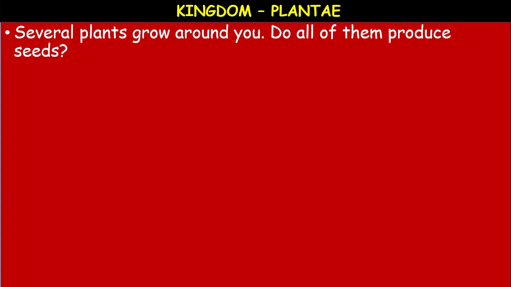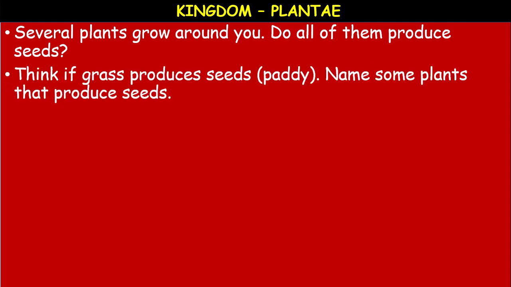Okay, the next kingdom, Plantae. Okay, the Plantae is the biggest kingdom. You can see several plants growing in the surroundings around you. Do all of them produce seeds? No. Think, grass produces seeds, paddy, name some plants that produce seeds.